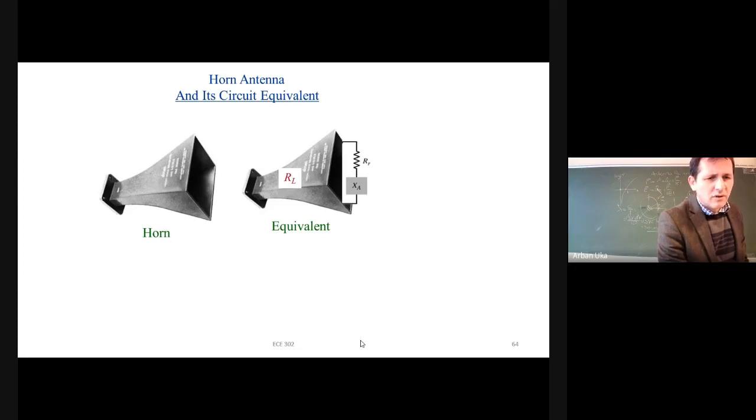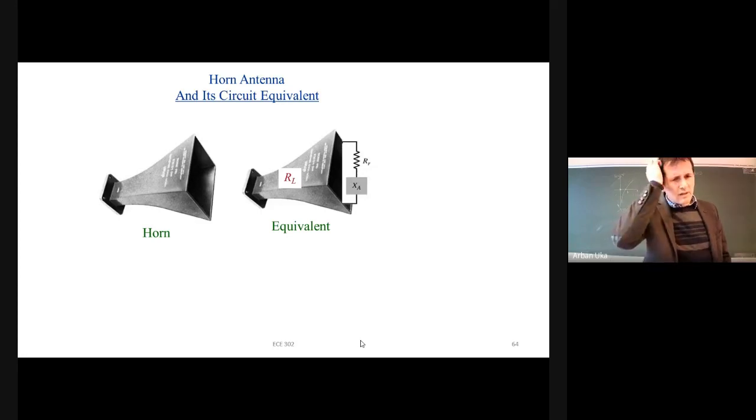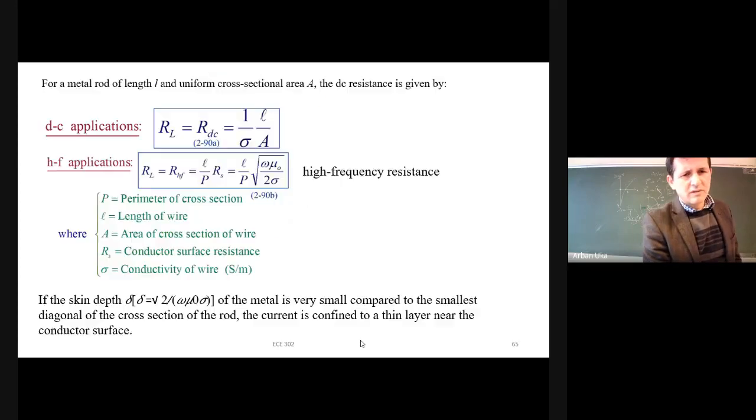Now, the horn antenna is an antenna which can transmit or receive a signal or a wave, and the circuit equivalent is as shown here in this figure. Whenever we have antenna components, we first try to repeat something which we have seen a lot. The resistance for any piece of wire is described as 1 over sigma times the length of the wire divided by the cross-sectional area. This is for DC applications.